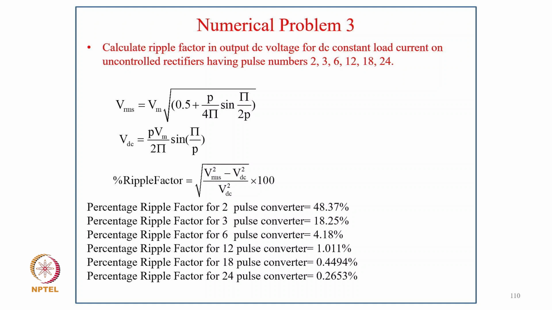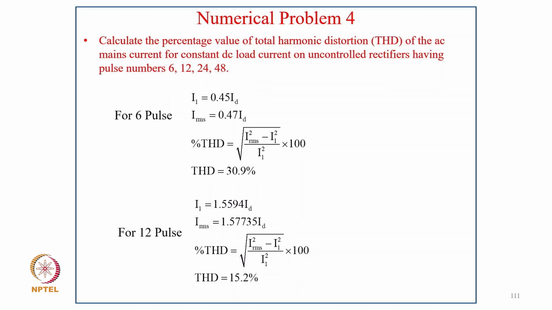So Vrms equals Vm in bracket 0.5 P upon 4 pi sin pi by P 2P, and VDC equals P Vm upon 2 pi sin pi by P, and the ripple factor is the square root of Vrms minus VDC square upon VDC square, into 100. So the percentage ripple for 2 pulse becomes 48.37%, for 3 pulse converter 18.26, for 6 pulse 4.18, for 12 pulse 1.011, for 18 pulse 0.44, and for 24 pulse it becomes 0.2453%.